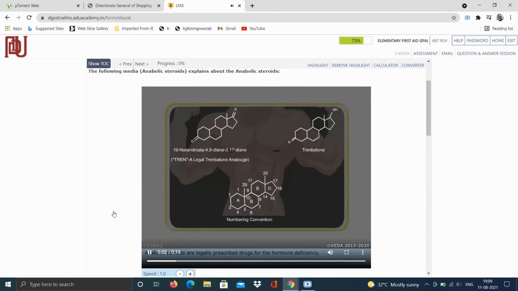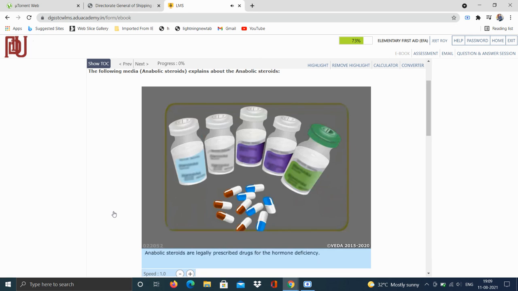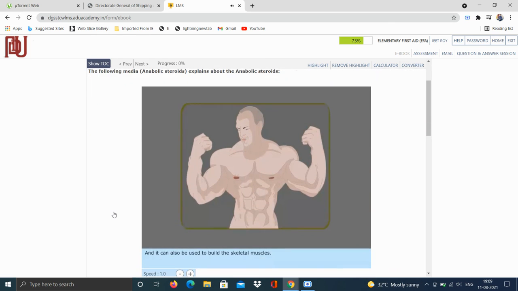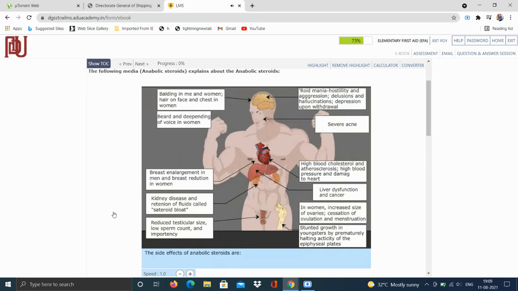Anabolic steroids are legally prescribed drugs for hormone deficiency. They can also be used to build skeletal muscles. The side effects of anabolic steroids are shown.